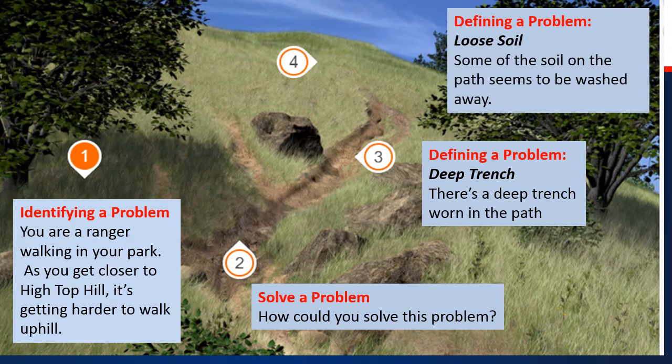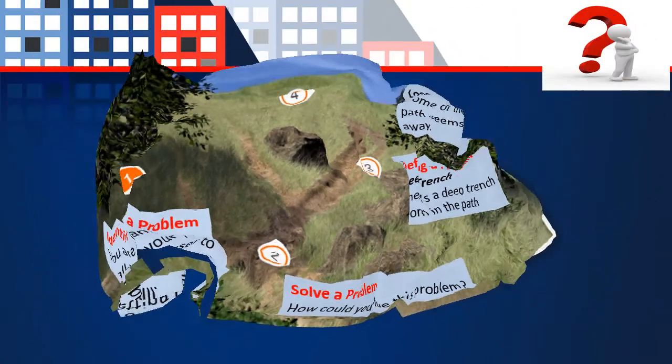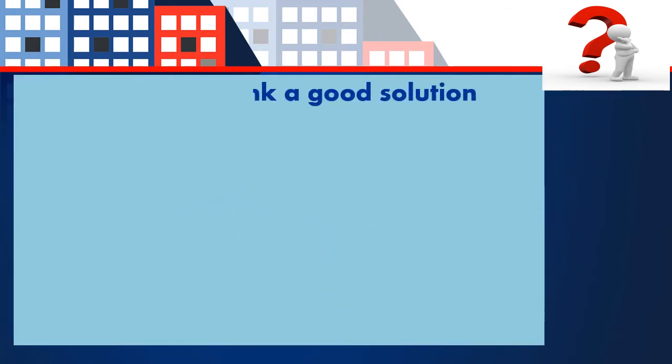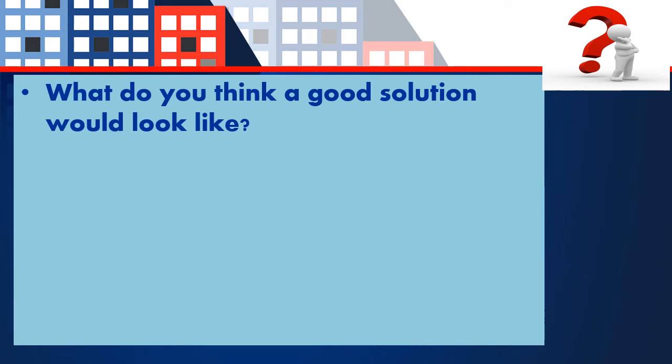Then number 4, looking at that picture and the location of the arrow, you have something like loose soil there. Some of the soil on the path seems to be washed away by erosion. Those are the things that we have to look at before designing any solution to a problem. We have to identify the problem, understand the problem, and see how we can go about solving the problem. You have to think about a good solution and what the solution will look like.